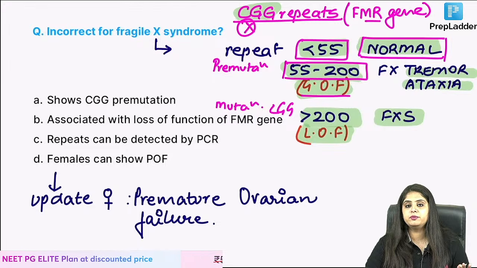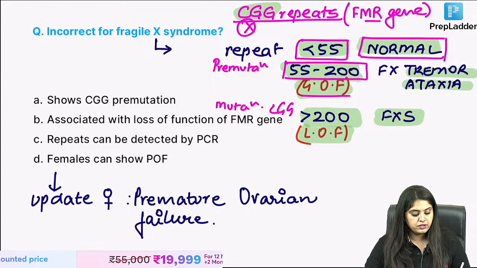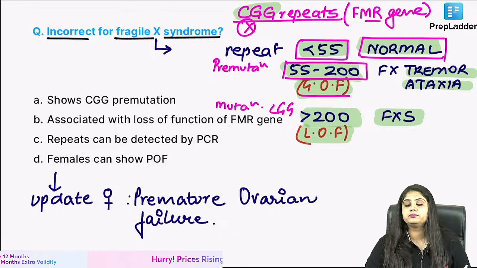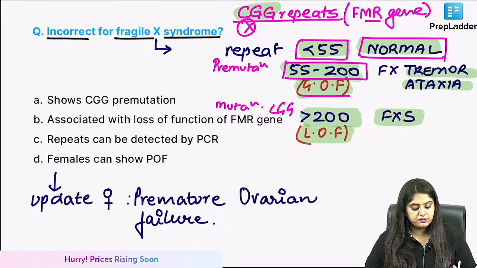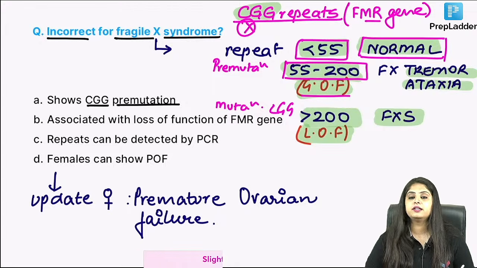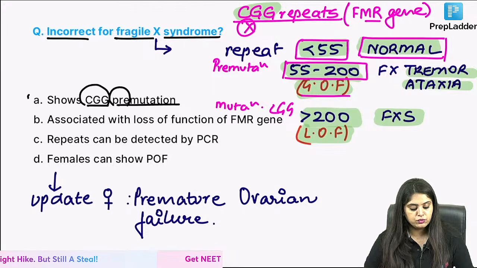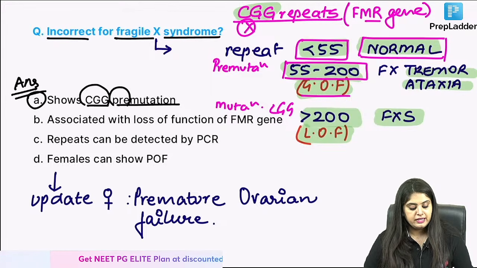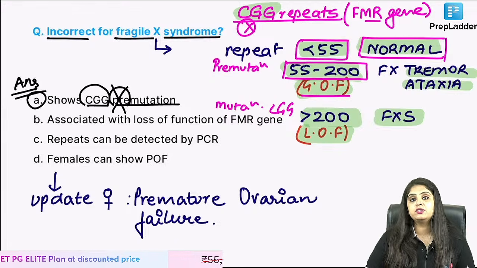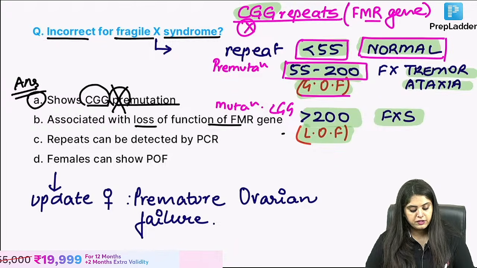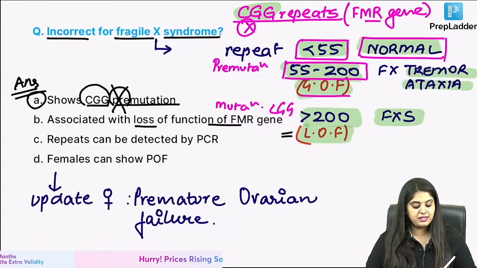So if I read this forward, can I say what is incorrect about Fragile X syndrome? So it shows CGG pre-mutation. Is this correct or incorrect? Because CGG is fine, but does Fragile X syndrome show CGG pre-mutation? No. It shows the CGG proper mutation, the more than 200 mutation. Is it associated with loss of function of the FMR gene? Yes, ma'am, that is correct.